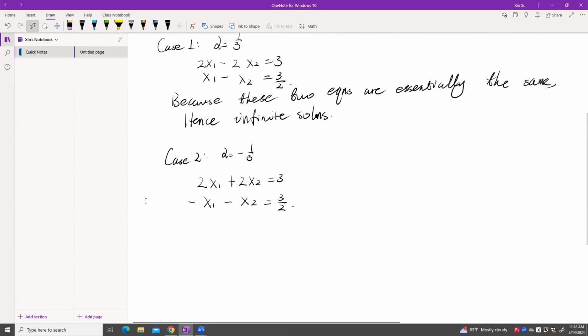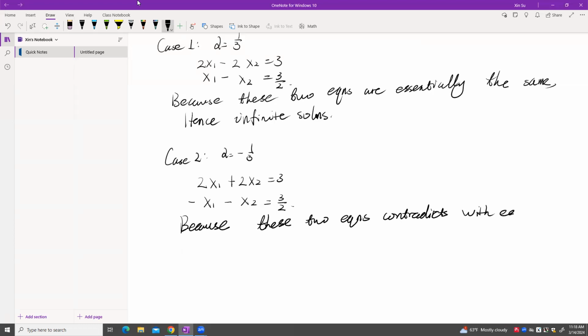If you multiply the second equation by negative 2, the left-hand side is the same as the left-hand side of equation 1, but on the right-hand side you get negative 3. One is negative 3, one is 3. So we can see that these two equations contradict each other. There are contradictions, hence there is no solution. Because these two equations contradict with each other, the system has no solution.